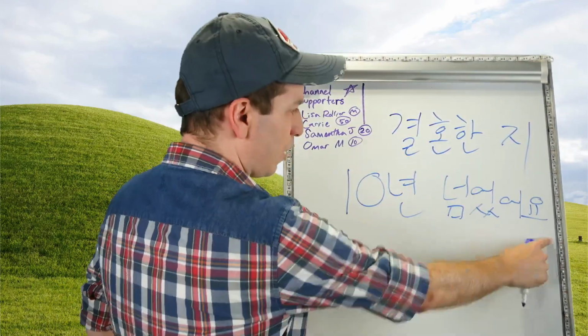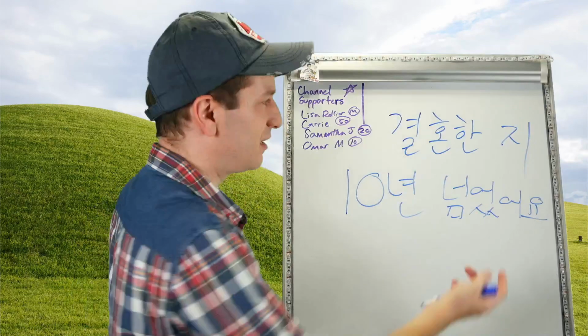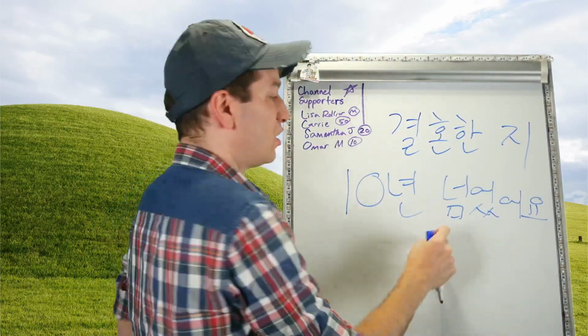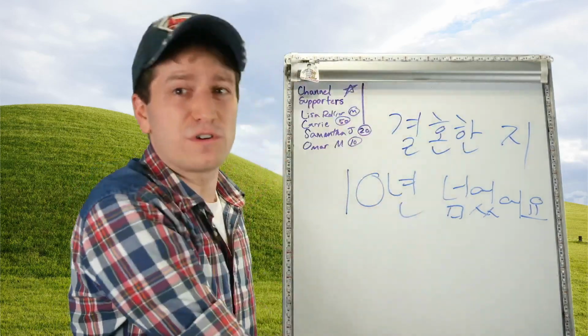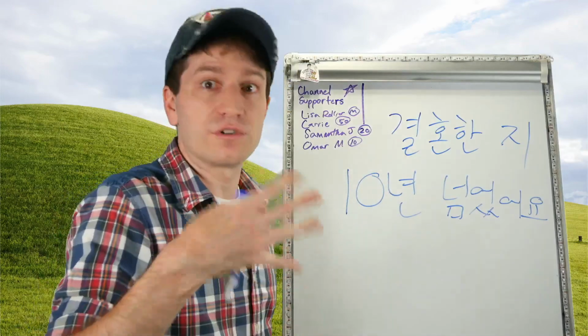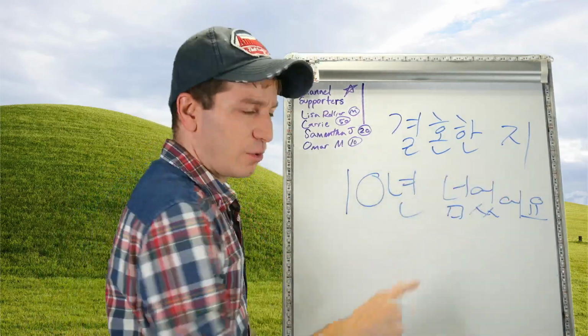결혼한 지 10년 넘었어요. 결혼하다, to get married. 지, so the time since we got married, 10년, 10 years, 넘었어요. It's over 10 years. So it's been over 10 years since we've gotten married. We've been married for over 10 years. 결혼한 지 10년 넘었어요.